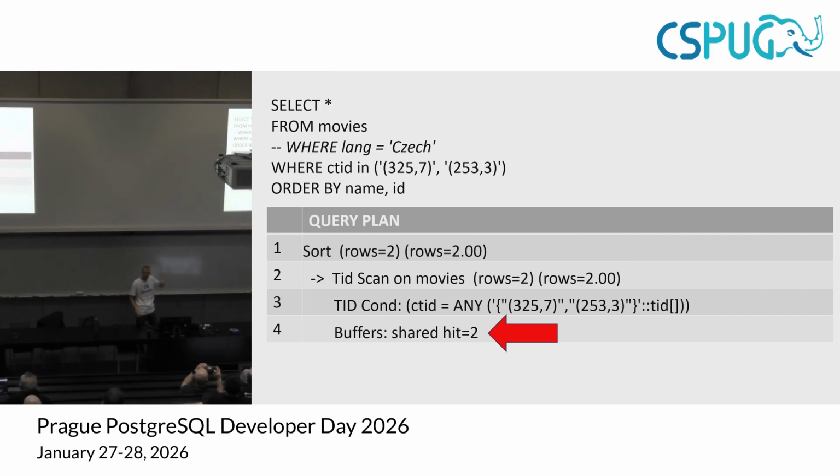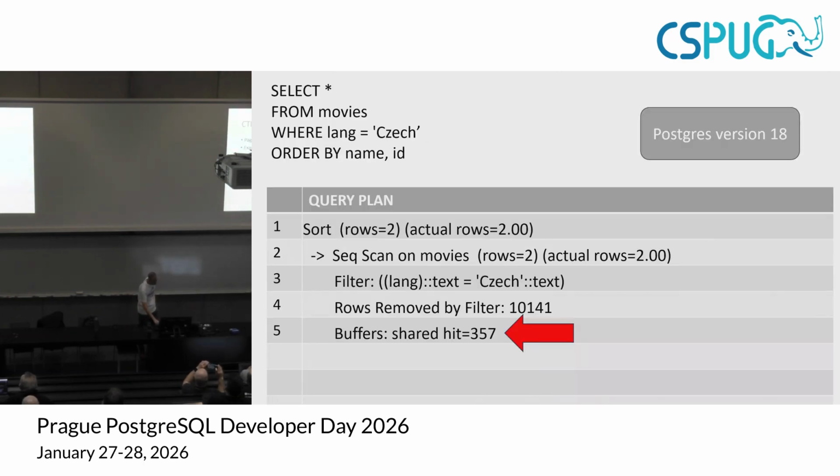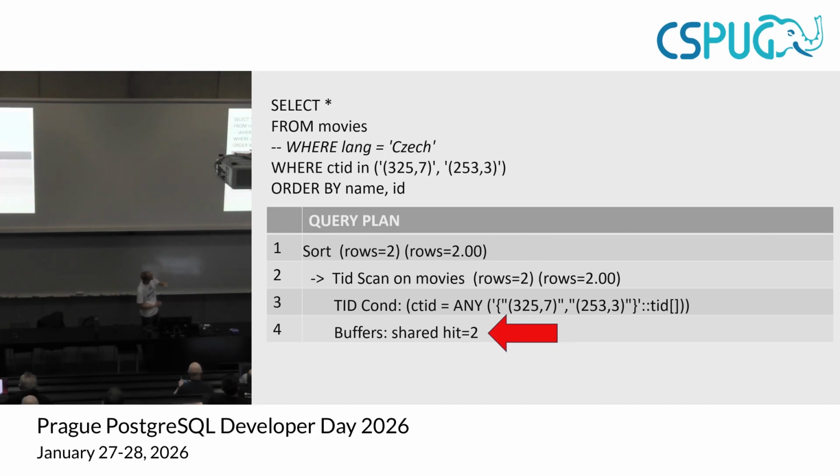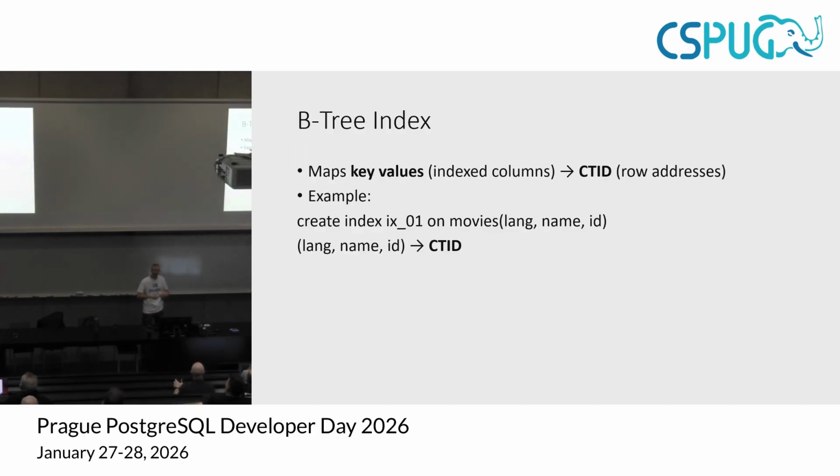I forgot to mention in the previous execution plan that there is, of course, a sort operation because I have the order by, and sequential scan does not return my data in an ordered way. And it's the same with the TID scan, which replaced the sequential scan. So I still have to do the sort. The key issue is that I don't know CTIDs for the rows I'm looking for. And that's when B-tree indexes come in. A B-tree index simply maps key values to CTIDs, so some indexed columns to pointers directly to my table.